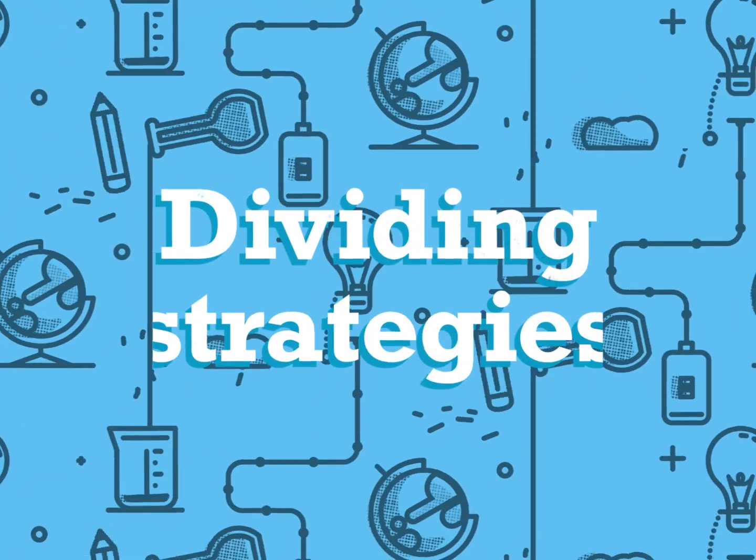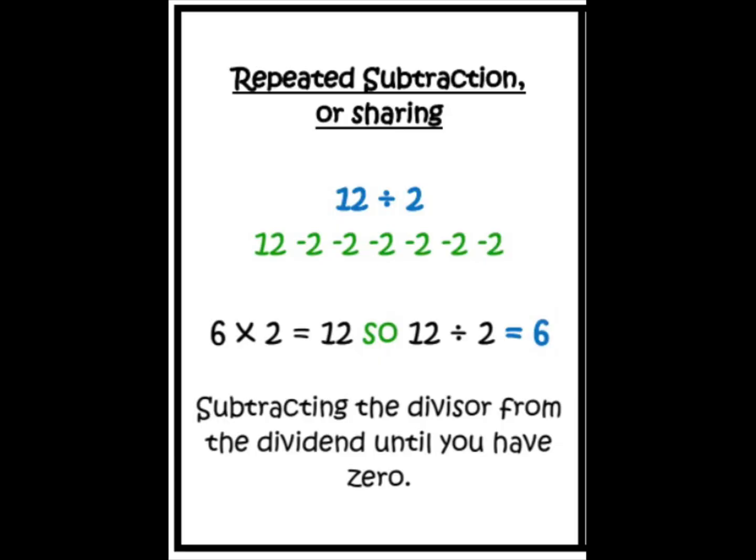Now let's look at dividing strategies. Repeated subtraction or sharing. Subtracting the divisor from the dividend until you have 0. In this case, the divisor is 2, so we'll keep subtracting 2 until we've got nothing left. The amount of times I subtracted 2 gives me my answer.